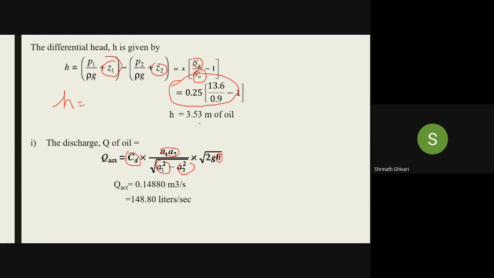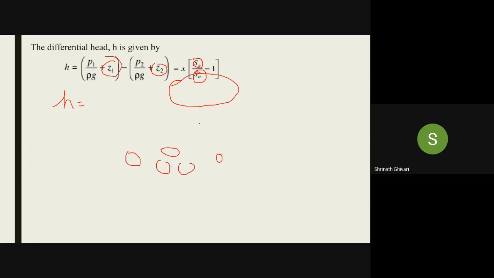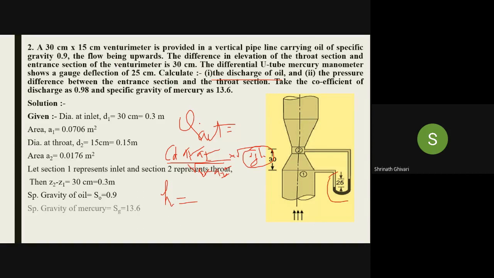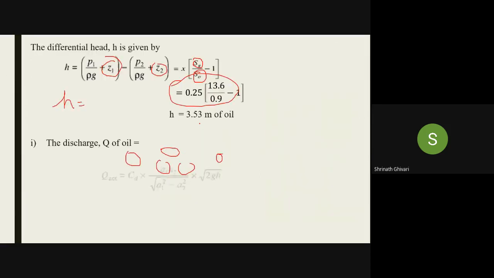First is done. Second, what do you have to find out? You have to find the pressure difference between the entrance section and the throat section. How will you find it? The pressure difference is P1 minus P2, between the entrance and the throat section. This is the formula, right? This is H, which we have calculated previously.